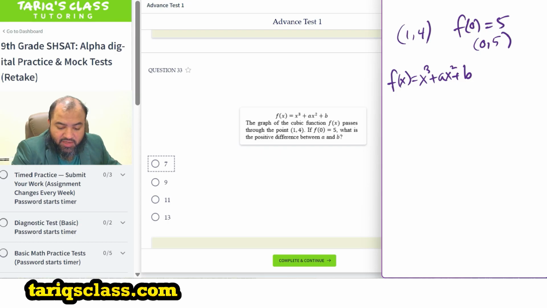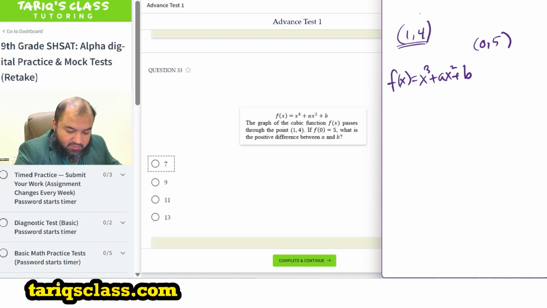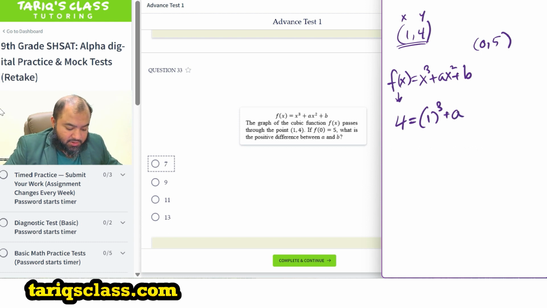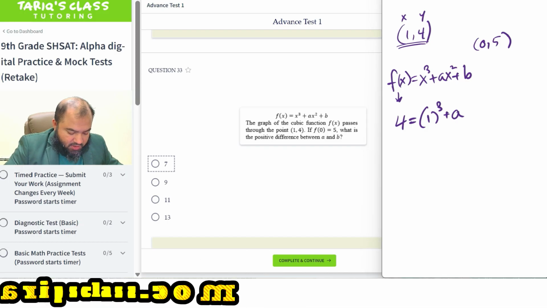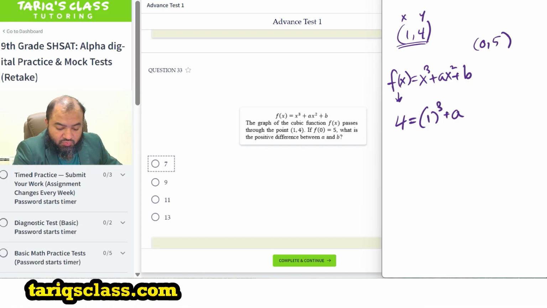Okay? So they have given us 2 points. So 1, 4 and 0, 5. So I'm going to plug in the first one, 1, 4. So 4 is the y, and x is the 1. So f of x means y, remember I told you? So plug in 4 equals x means 1 power 3 plus a, we don't know what that means, but we can try.